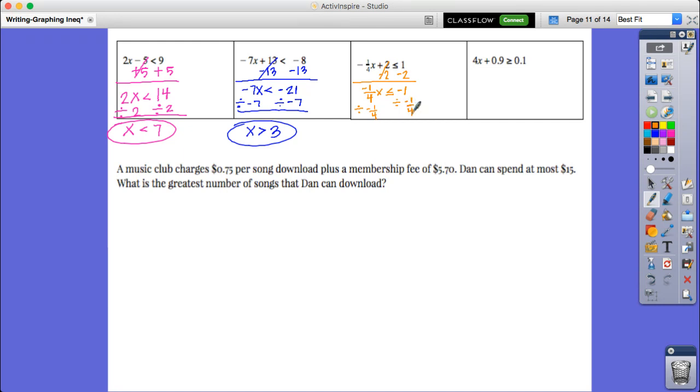All right, so I've got negative 1 divided by negative 1/4. And I keep, change, flip. Negative 1 times negative 4 is positive 4 with a denominator of 1, which just gives me 4. So I've got that x. I divided by a negative, so my sign is going to change to greater than or equal to positive 4.